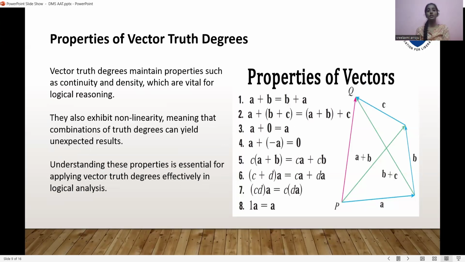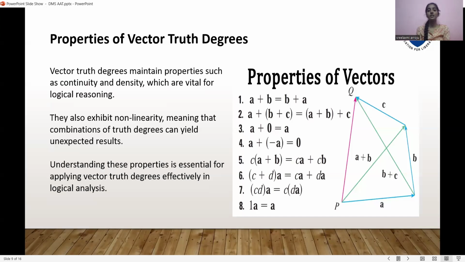Properties of vector truth degrees. Vector truth degrees maintain properties such as continuity and density, which are vital for logical reasoning. They also exhibit non-linearity, meaning that combinations of truth degrees can yield unexpected results. Understanding these properties is essential for applying vector truth degrees effectively in logical analysis.